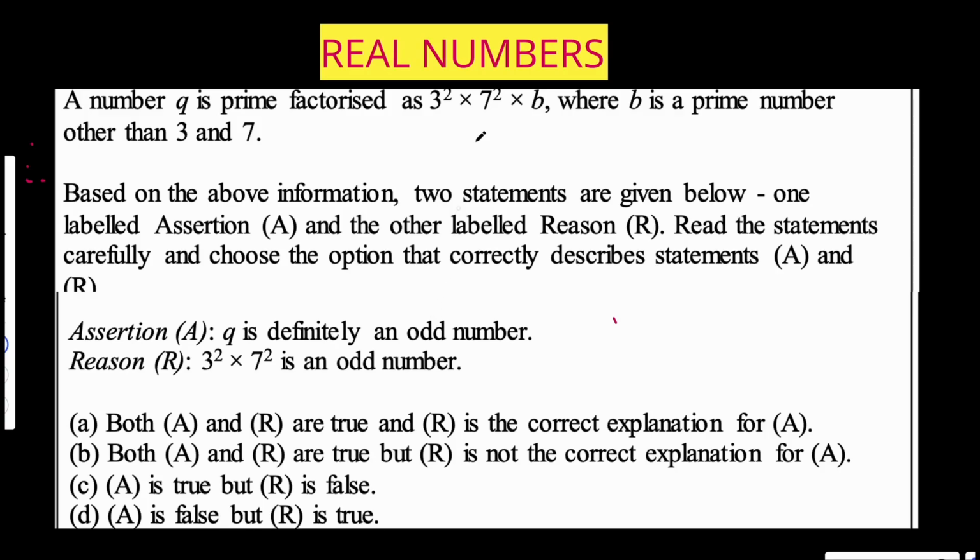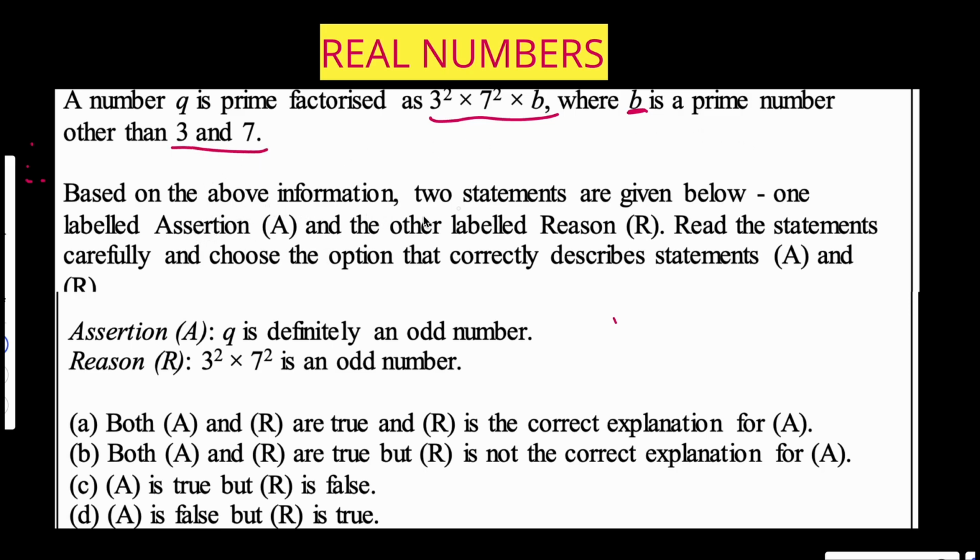Hello students, in this video I am going to solve some problems from real numbers which are given in the sample paper of CBSE board. A number q is prime factorized as 3 square into 7 square into b, where b is a prime number other than 3 and 7.